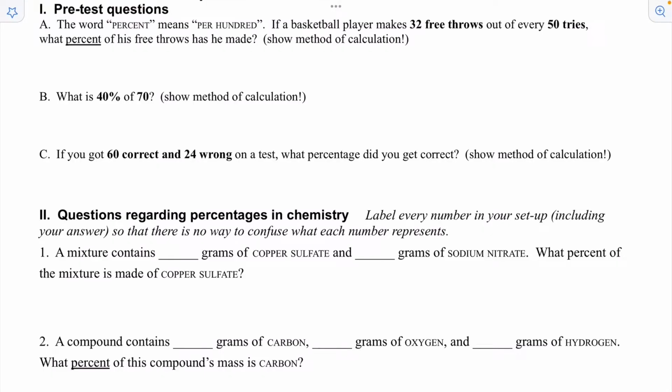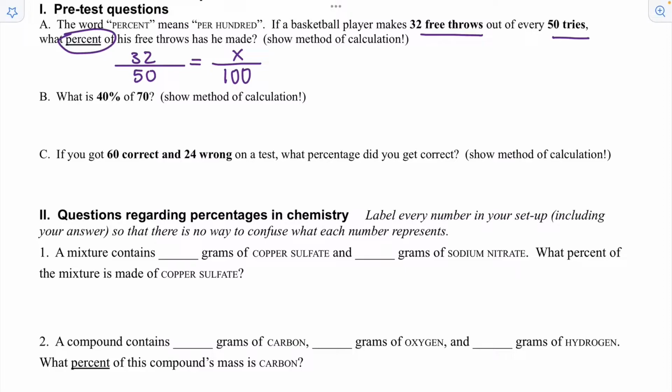I'm going to start this lesson on percent composition by doing a few review questions on percentages. The word percent means per 100. If a basketball player makes 32 free throws every 50 tries, what percent of his free throws has he made? We can set this up as a proportion of the shots that he makes over the tries and set that equal to something over 100. 32 are the shots that this person makes, and 50 tries equal to some over 100.